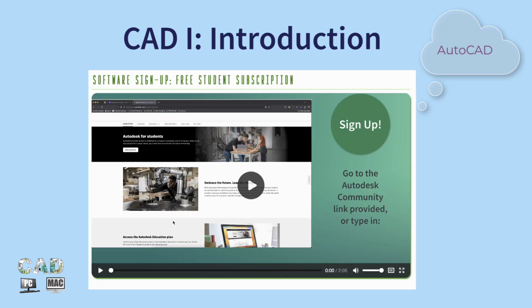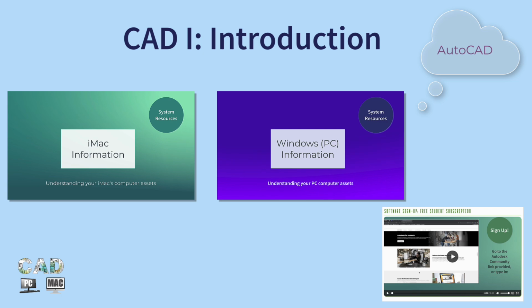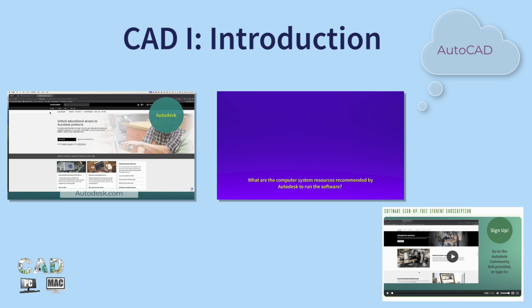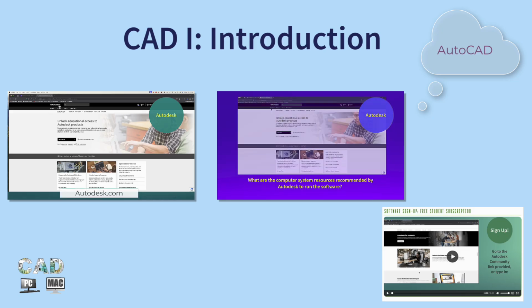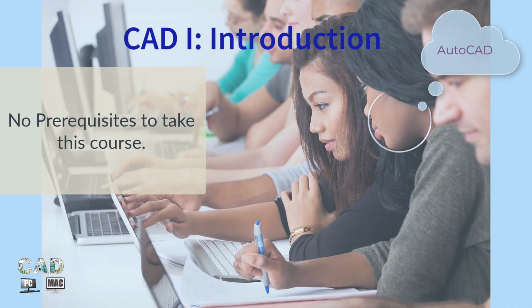As a student registered in an AutoCAD class, you are eligible to download a student subscription of AutoCAD. There are separate videos for how to evaluate your computer's capacity to handle AutoCAD and instructions for setting up the subscription, as well as how to download the software to your computer. There are no prerequisites for taking this course.